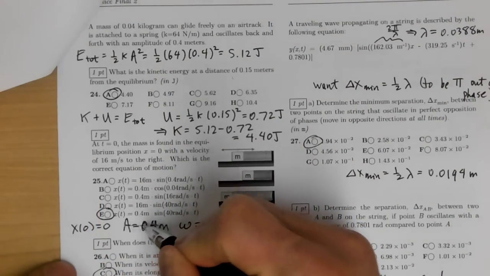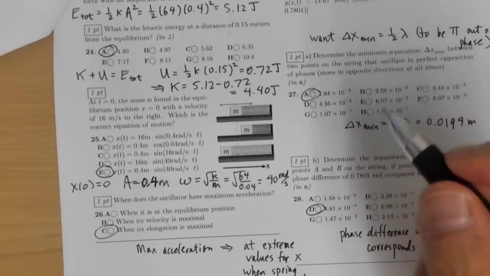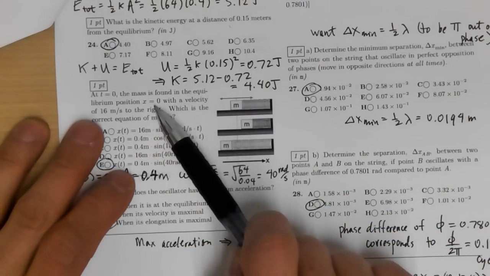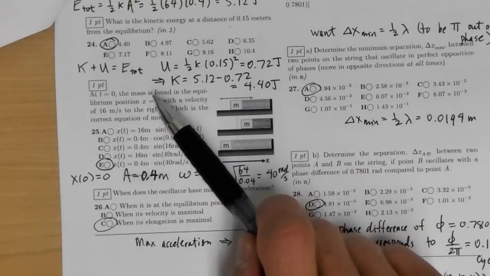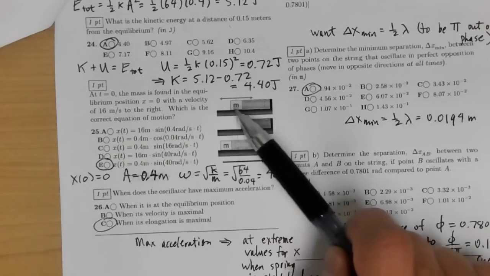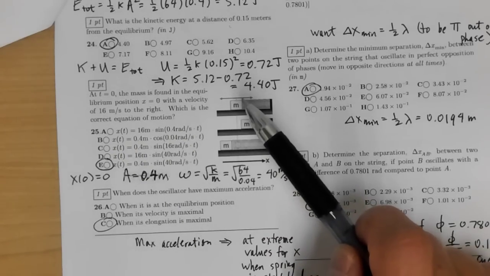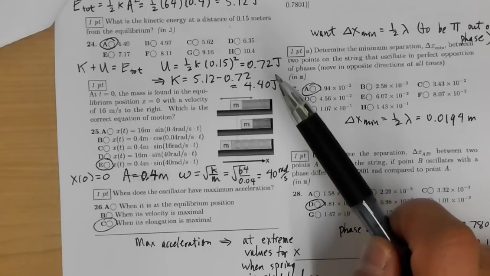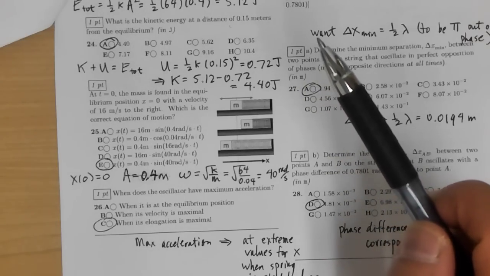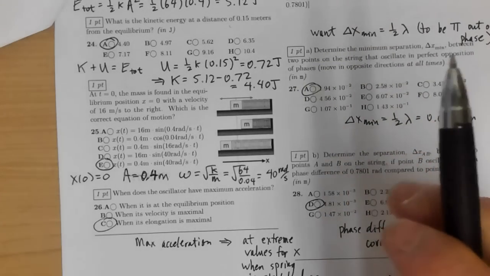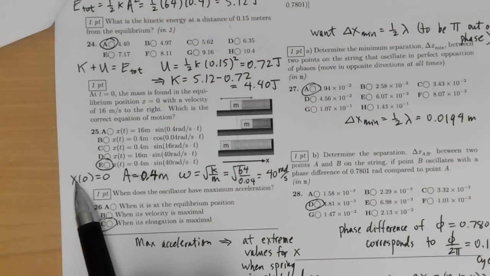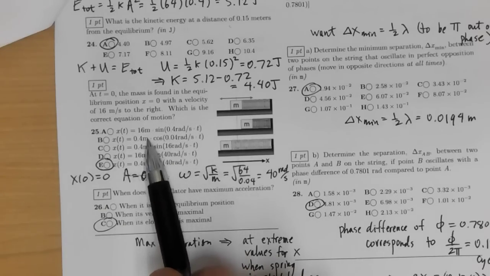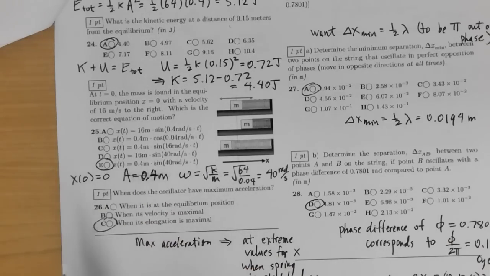Okay, next problem. We have a mass on a spring, and it starts from the equilibrium position. So at t equals 0, x equals 0, and the velocity is 16 meters per second to the right. First of all, we are told that at time t equals 0, x is equal to 0, so you can rule out the cosine functions. The cosine is not correct.